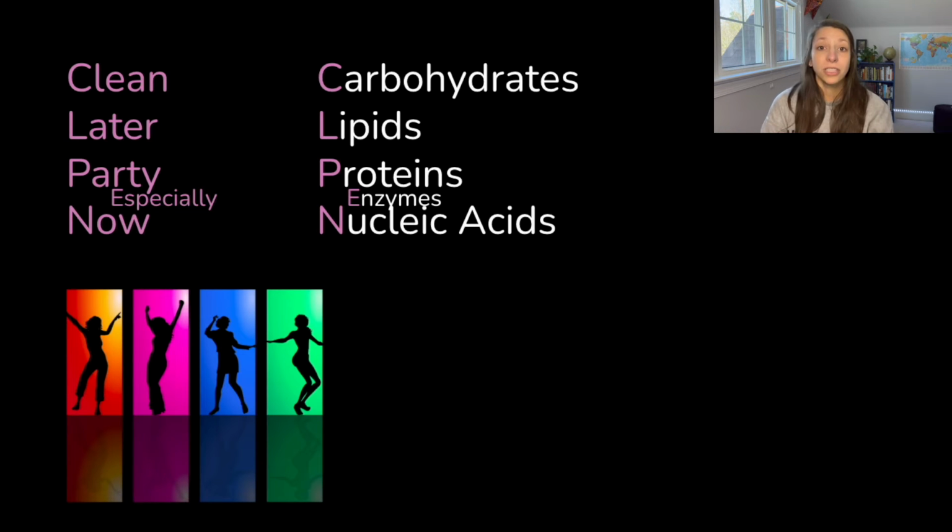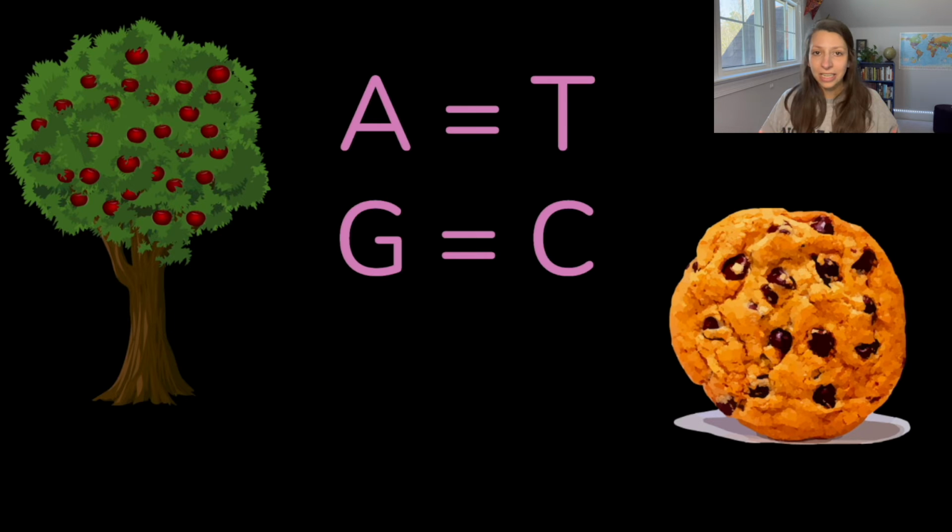You're definitely going to have to know in biology that in DNA, A always pairs with T and G always pairs with C. One way to remember this is saying apple tree, A and T, good cookie, G and C. I've also heard all teachers can go.